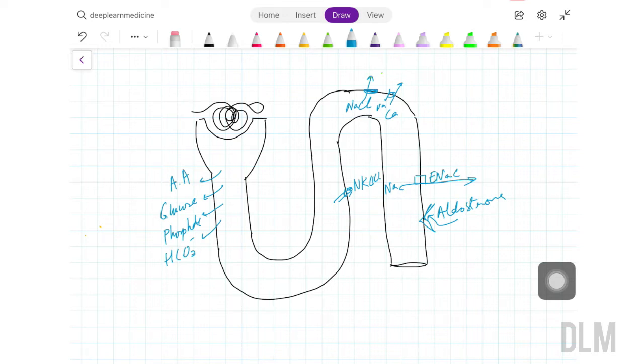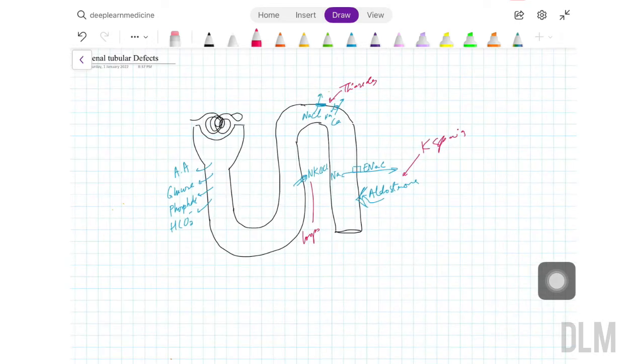If you have trouble with this, I'd advise you to take your time and really burn this into your memory. It's also helpful to know where each of the diuretics works. For example, loops work here, thiazides work here, and potassium-sparing diuretics work here. Okay, so what will happen in renal tubular defects?